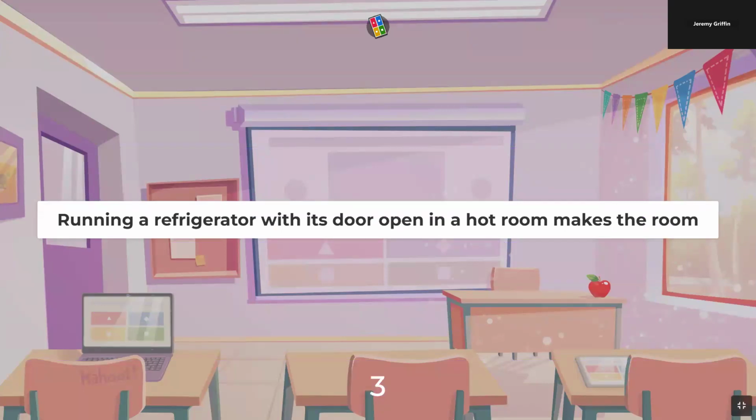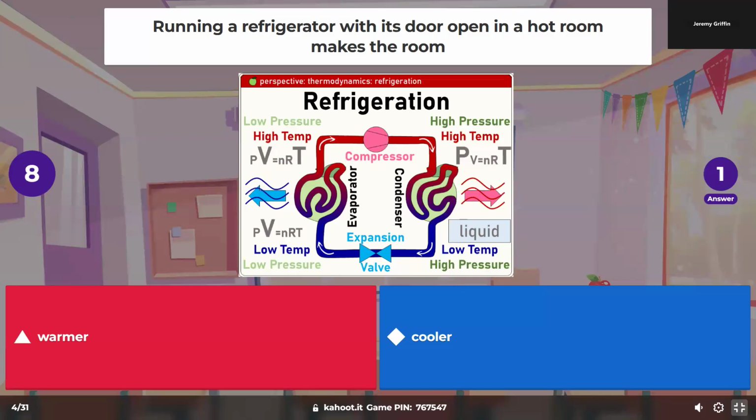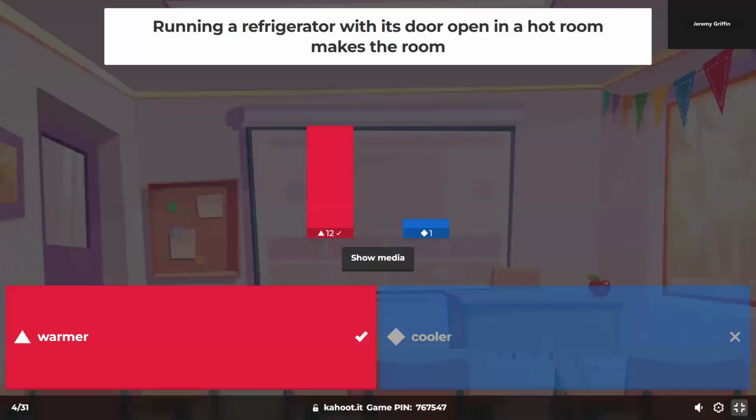Running a refrigerator with the door open in a hot room. I told you guys this question was coming. Wait, what about all the cold dumping out the front? Shouldn't that make the room colder? But don't forget, what's dumping out the back of the fridge? All the hot air, right?